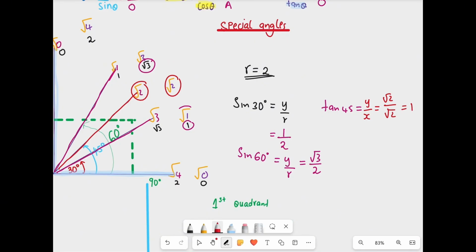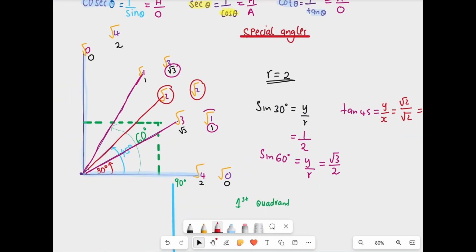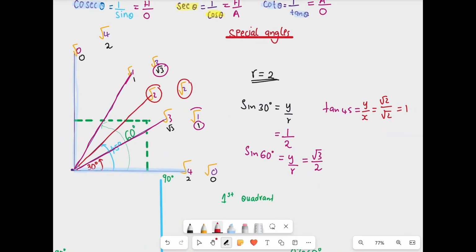So I'm not going to take you through all special angles. If you do have a calculator, you will always get these answers. But in the calculator, these answers are always rationalized. So the answers that you will get from the calculator are 100% correct. But you need to remember all special angles.